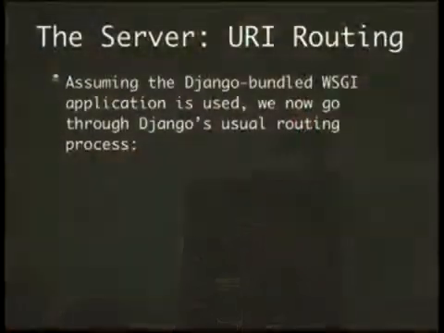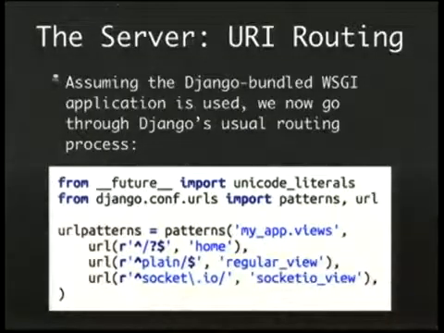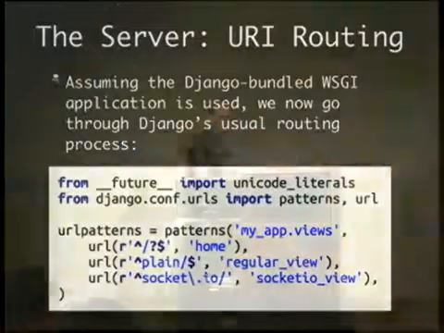That comes to the URI routing issue, where I keep saying the cake is a lie. Assuming that you're using the Django bundled WSGI application, we'll now go through the normal Django URL routing. Most of you, hopefully all of you, have seen this before. Django conf urls, import patterns, import url. You have your pattern. There's your home view. There's something regular. And then SocketIO has to go to our special SocketIO view.